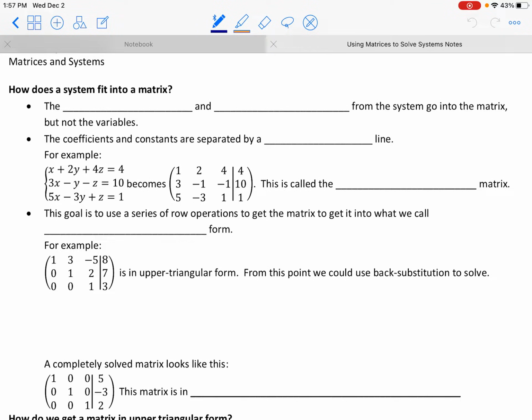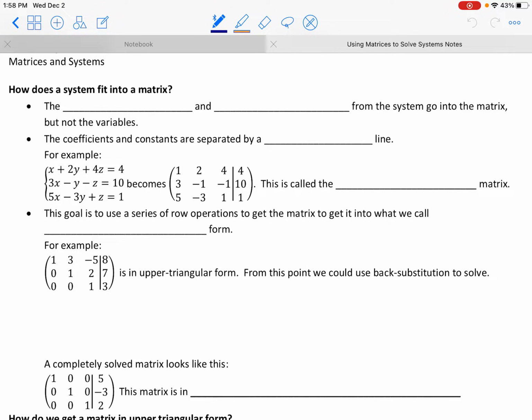So in the previous topic we talked about matrices just sort of individually, and some operations with matrices. What we're going to do today is see how matrices can help us to solve systems, which is where we started with this module. Okay. So first of all, how does a system fit into a matrix?